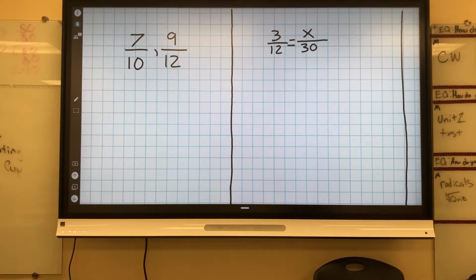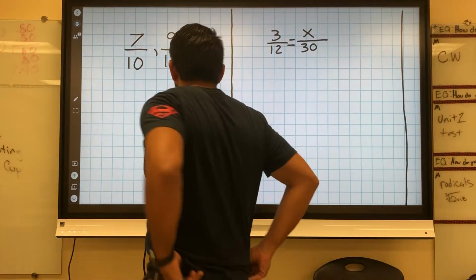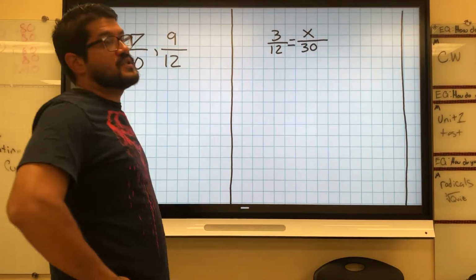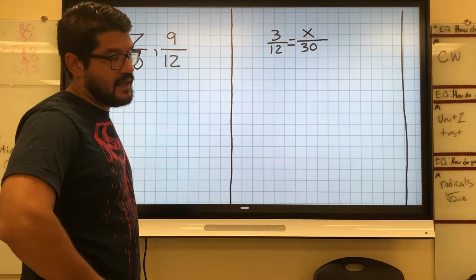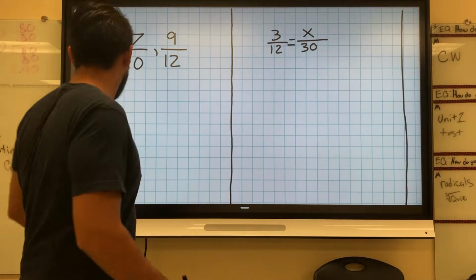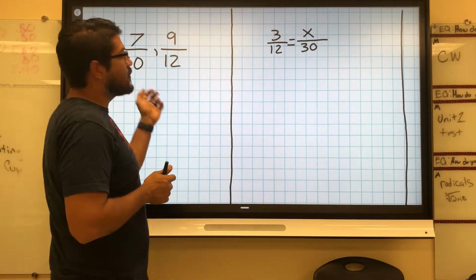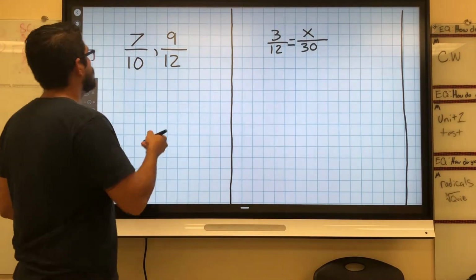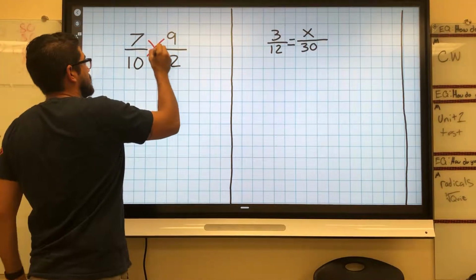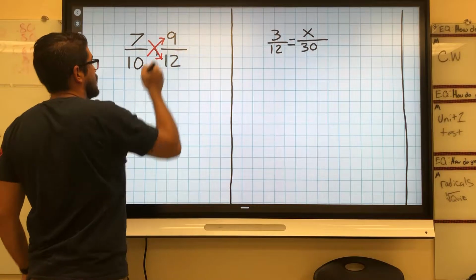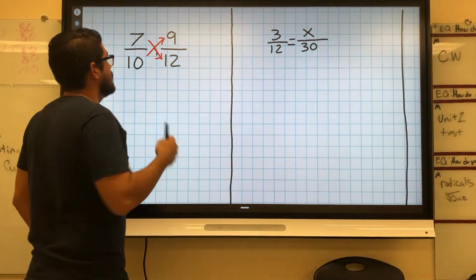All right, this video is on proportions, on percentage of difference, and how to solve for a specific variable. So for this one, if I wanted to check if these two fractions were proportional, all you have to do is cross multiply. This is the time in math when you cross multiply, when you're dealing with proportions, okay?